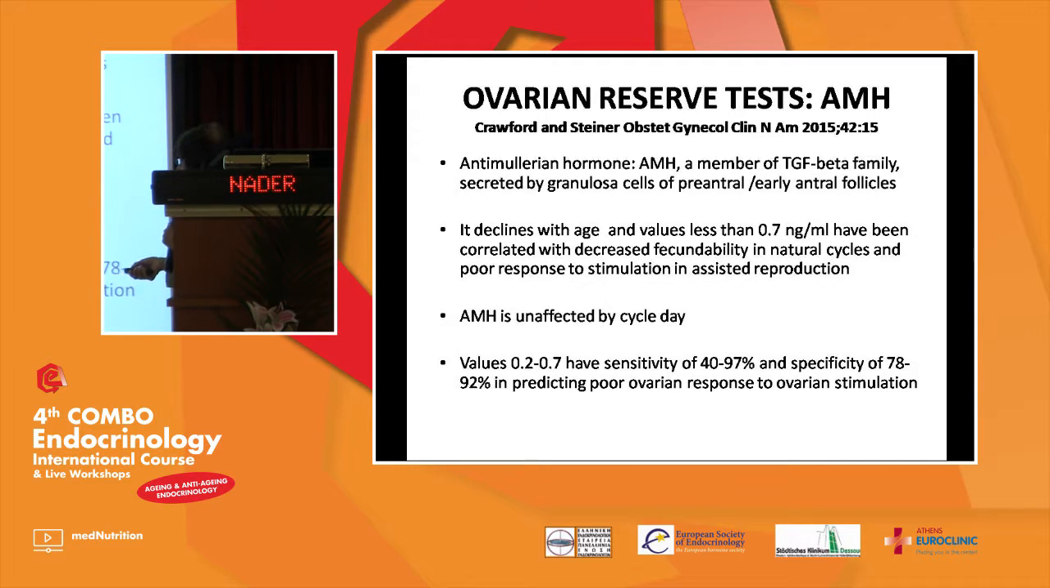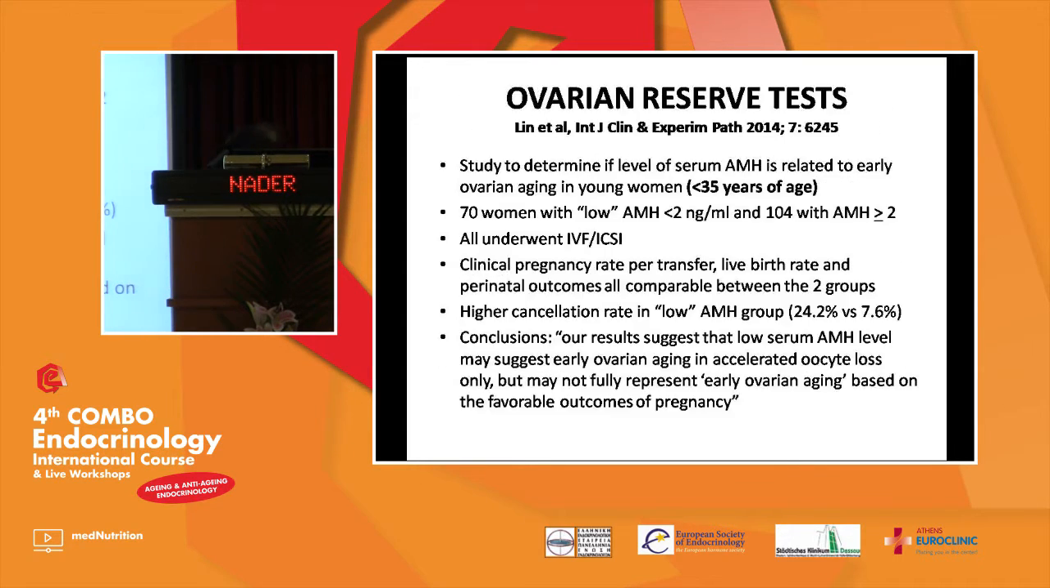And values of 0.2 to 0.7 have a sensitivity of 40 to 90% and specificity of 78 to 92% in predicting poor ovarian response to ovarian stimulation. However, and this is a big, big caveat, I'm going to show you 2 papers that illustrate this point: be very cautious about interpreting AMH levels in the younger woman. That's what these 2 papers are about.